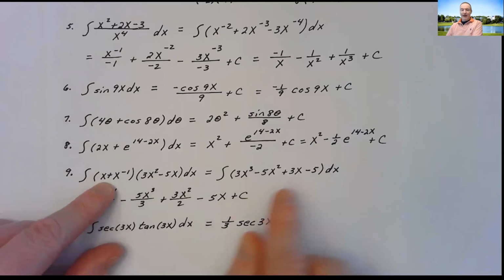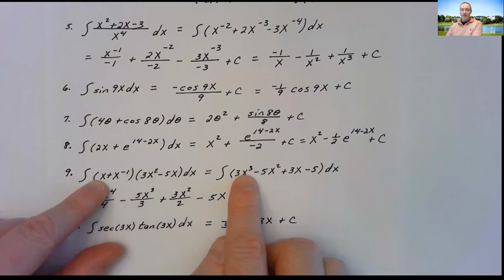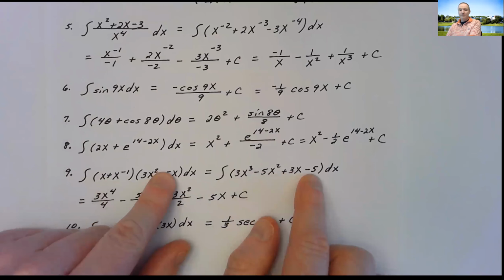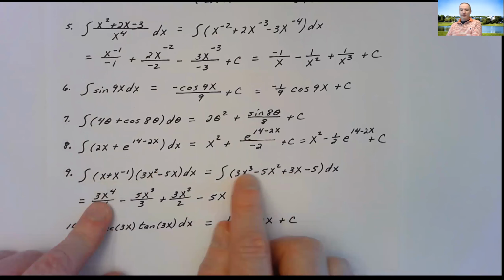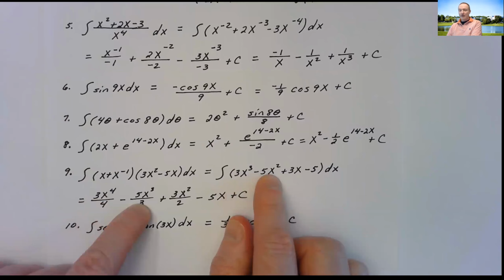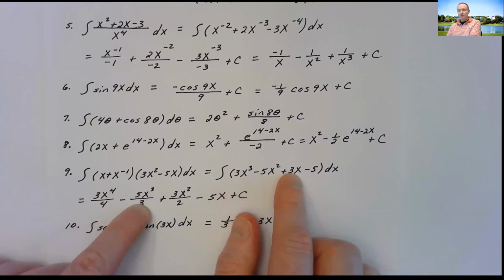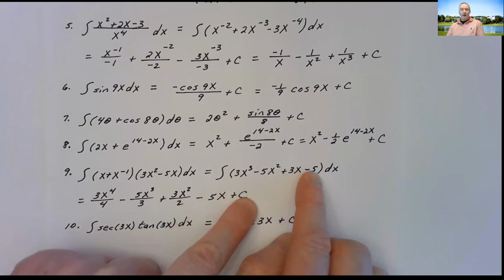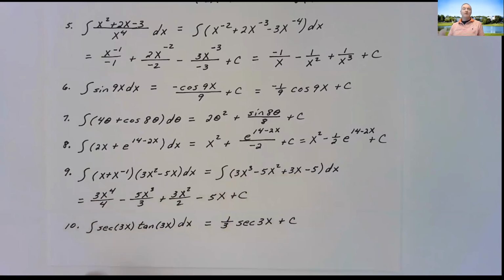So I distributed an x through that second group to get the 3x cubed minus 5x squared. I distributed an x to the -1 to get the 3x and the minus 5. Now, whenever I integrate it term by term, the first one's going to become 3x to the 4th over 4. The second term, minus 5x cubed over 3. The next term, plus 3x to the second over 2, and then minus 5x to the first, and you don't need to divide by 1, plus your constant of integration. Done.